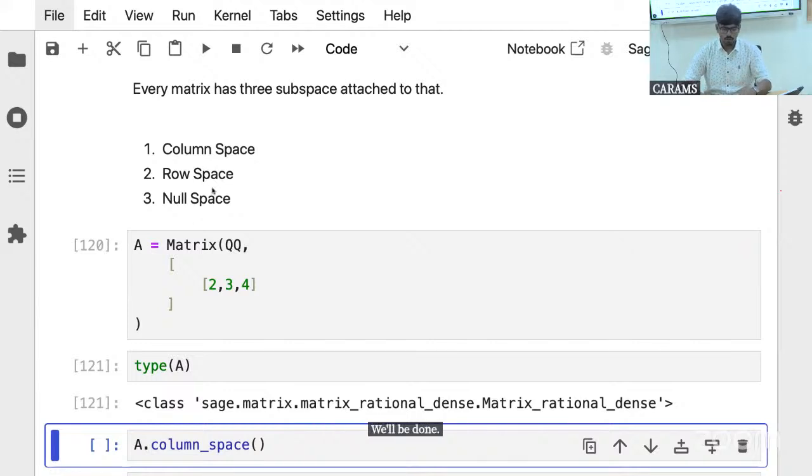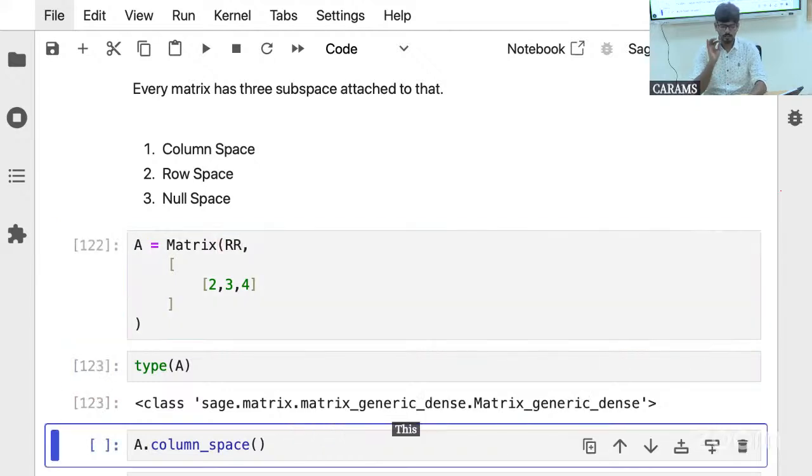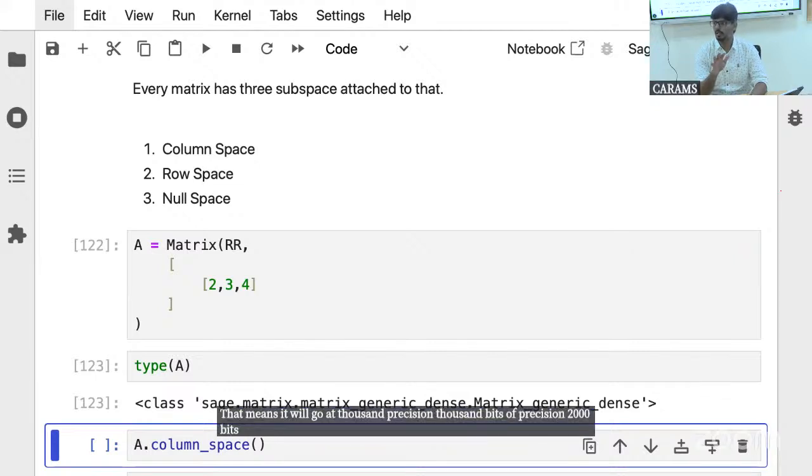There are also two different ways of looking at it. This RR is multi-precision floating point arithmetic. What that means is it will try to be as real as possible. We call that real precision. That means it can go to 1,000 bits of precision, 2,000 bits of precision. Realistically, it's possible.